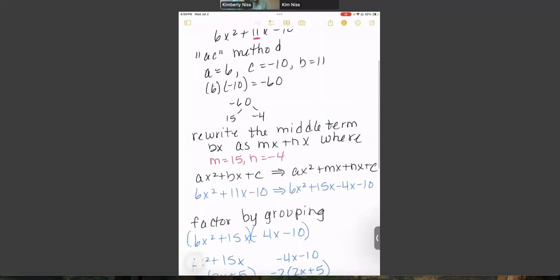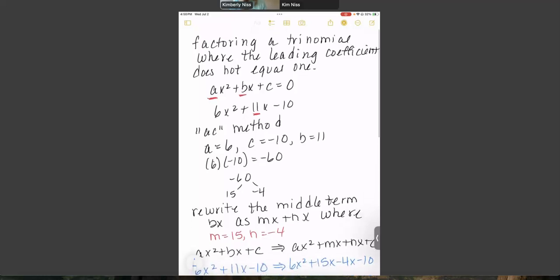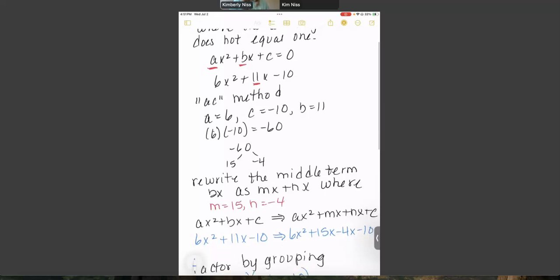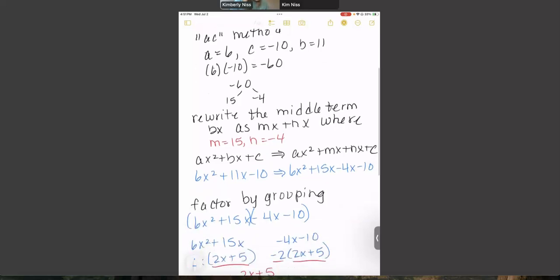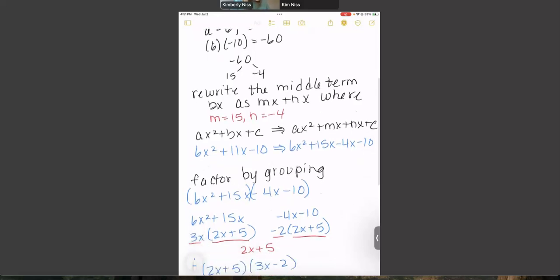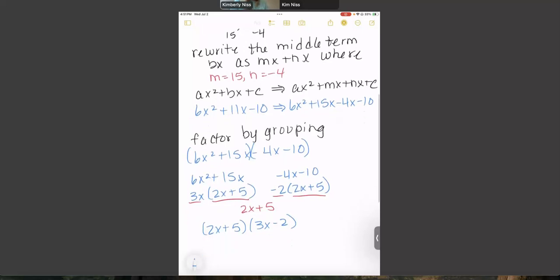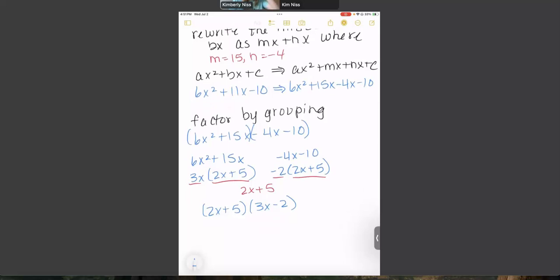So in summary, we've basically used what's called the AC method. So you multiply a and c together. You figure out what is a factor of that number that then added together will give you b, in this case 11. And then you'll rewrite your middle term of bx as mx plus nx and transform your equation. And then from there, you'll simply factor by grouping, and you'll factor out your greatest common factor again to finalize your trinomial in your fully factored form.